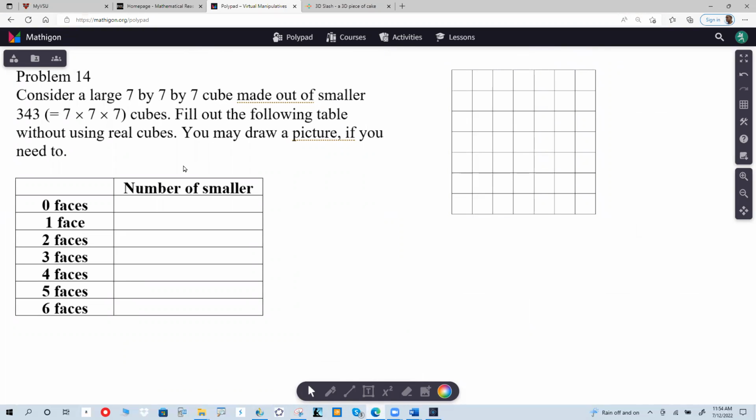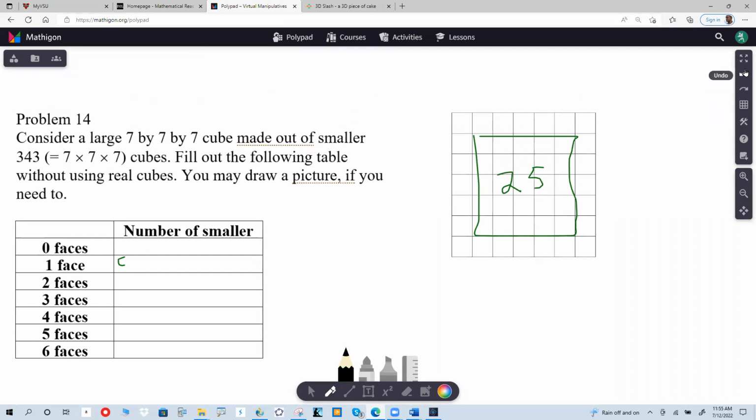Okay, now it's a 7 by 7 by 7 block. How many cubes are showing one face? They're going to be right here. And if you count, there are 25 of them. But so far, I've accounted for one face. So I'm going to write 6 times 25, which turns out to be 150.